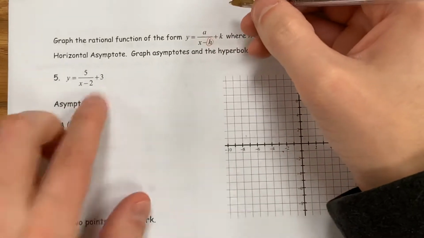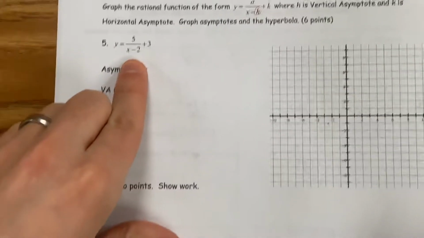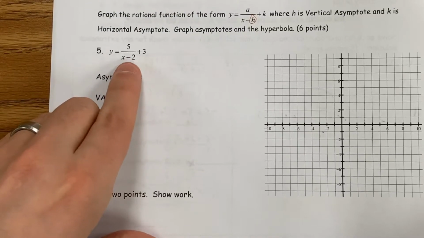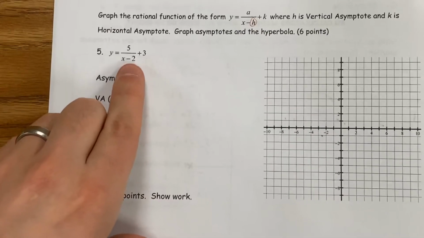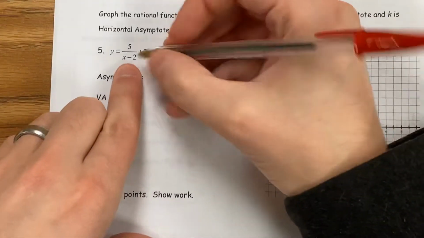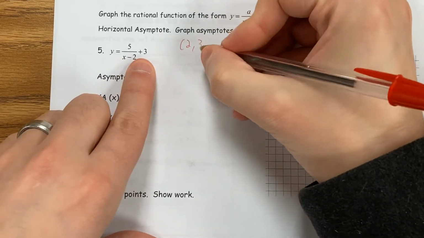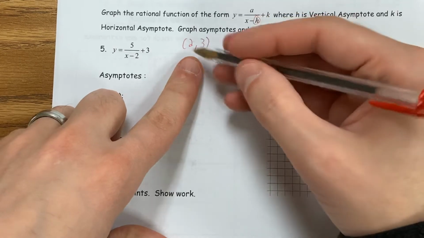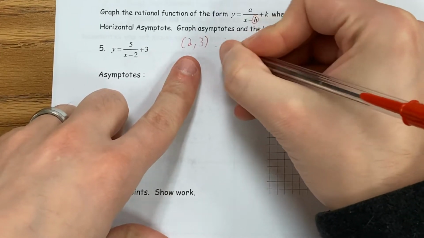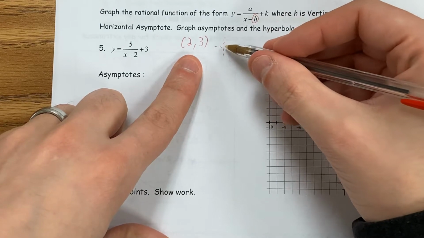H right here, we've talked about this a lot. The number with the x is always going to be opposite. So if this says x minus 2, then our asymptote's going to be at x equals positive 2, if you remember that. So x minus 2, you write down 2. This plus 3, you just write down 3. What this means is at the point (2, 3), that's going to be where the two asymptotes meet up, because there's always going to be a vertical and horizontal. So this point right here is going to be (2, 3).